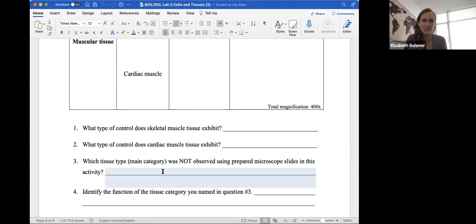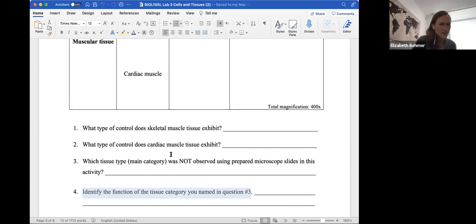Nervous tissue makes up all of your nerves, your brain, and your spinal cord. And then the next question: identify the function of the tissue category you named in number three. That's a question that I will let you do on your own. So number three, the category that we did not go over in this lab is nervous tissue, and for number four, I want you to identify the function of nervous tissue, so what that does in the body.